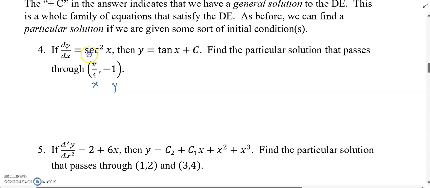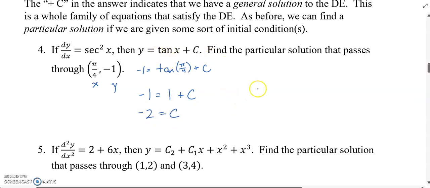So if I tell you that not only our particular solution differentiates to secant squared of x, but also passes through the point pi over 4 comma negative 1, then we know that the x value of pi over 4 gives us a y value of negative 1. Which means that I can substitute a y with a negative 1, and I can substitute all the x's with pi over 4, and the only thing left that we don't know is the c value, the constant, but we can solve for that constant. We know that the tangent of pi over 4 is 1, and if we solve for c, we're going to get negative 2 equals c.